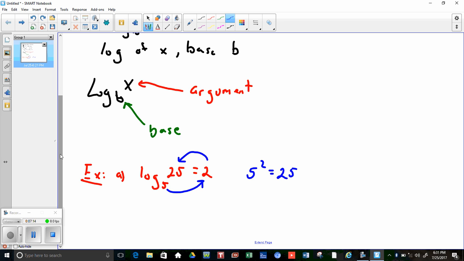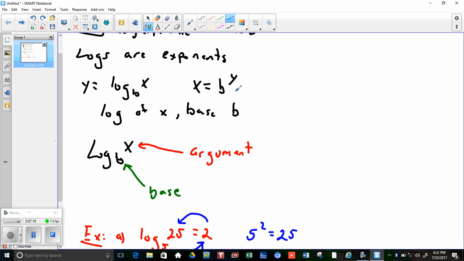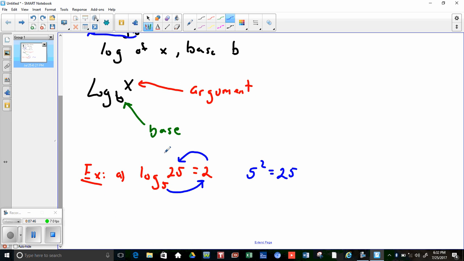Now let's go back up here for a second. Let's look and see if what I just told you actually makes sense. This is a log, this is the exponential. If I took the base, b, raised it to the answer, that gives me the argument. B to the y equals x. These two things are inverses. And this is how you go from a log to an exponential.